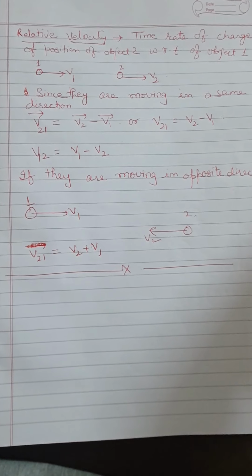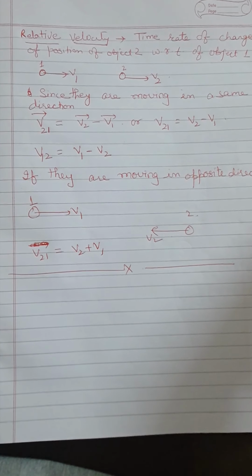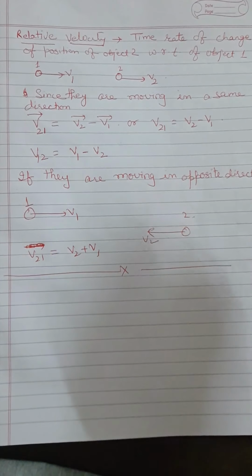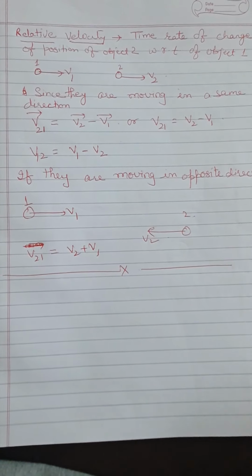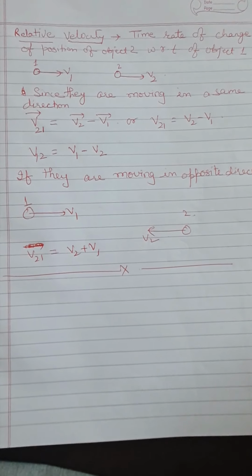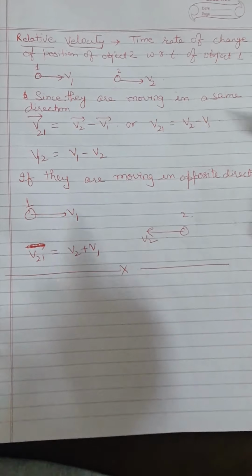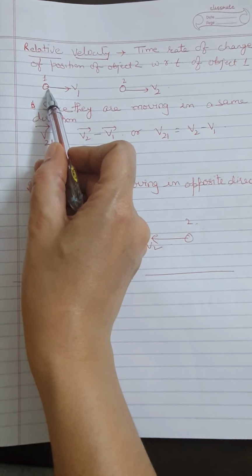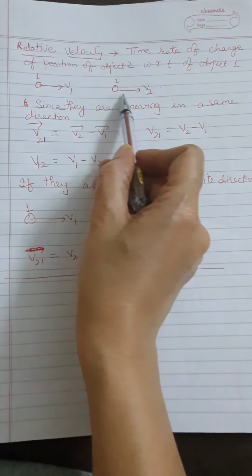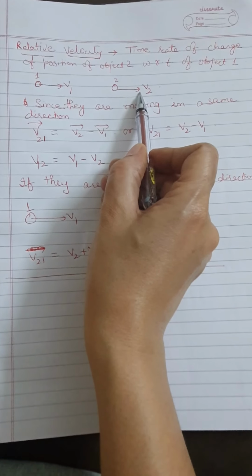Today we will discuss the topic relative velocity. Students, relative means comparison of one quantity with respect to another. Here we discuss about velocity. Suppose there are two objects. Object 1 having velocity v1, object 2 having velocity v2.